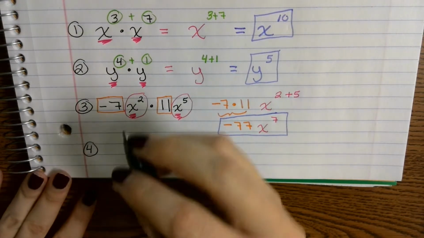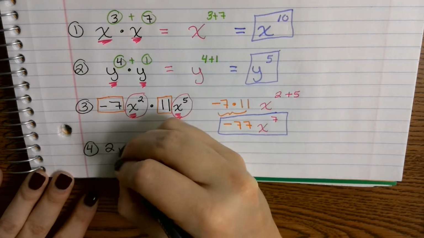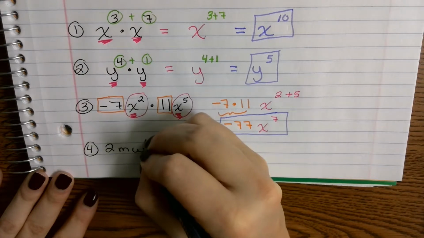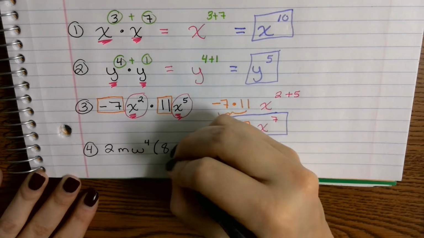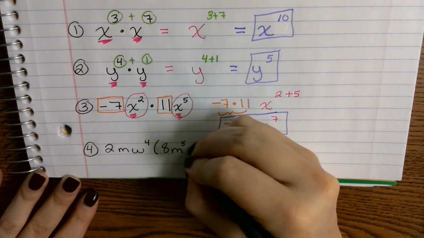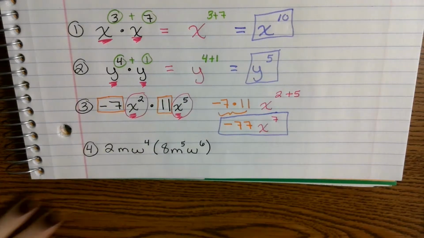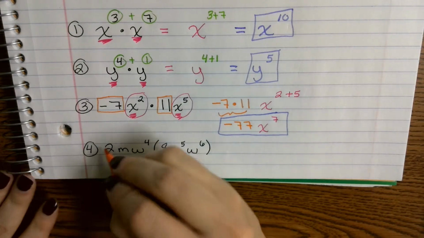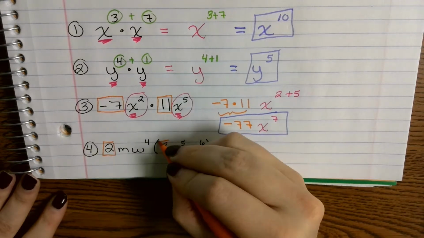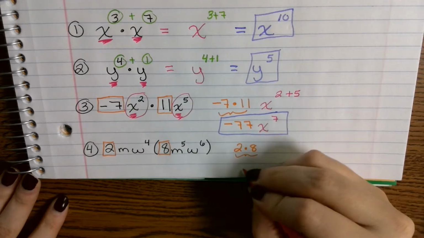Let's try another one. This one's going to be a little bit longer. If we've got 2m w to the 4th times 8m to the 5th w to the 6th. First thing we always want to look at are the numbers. What are we going to do with them? Multiply them. So I can actually do 2 times 8. What is 2 times 8 going to give me? 16.